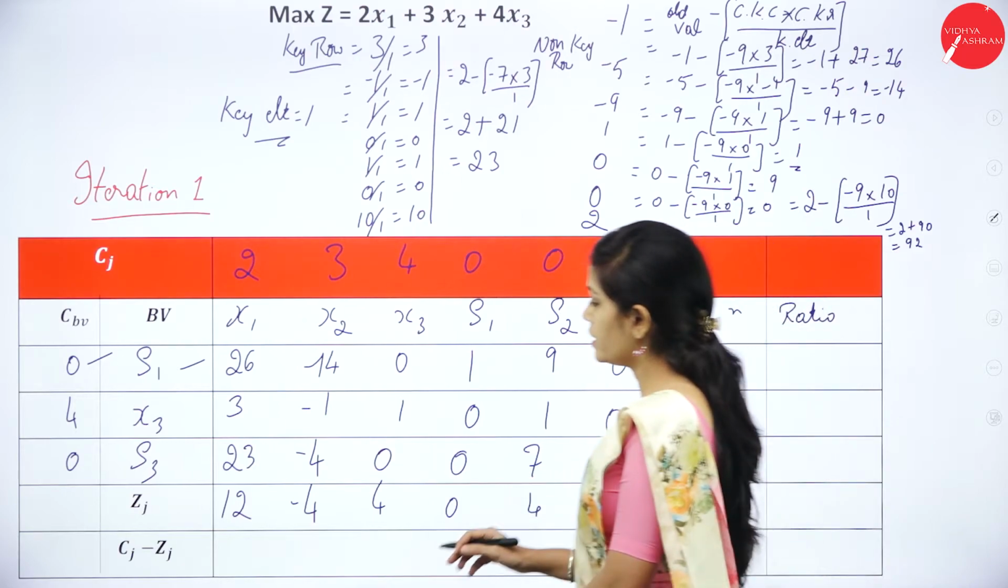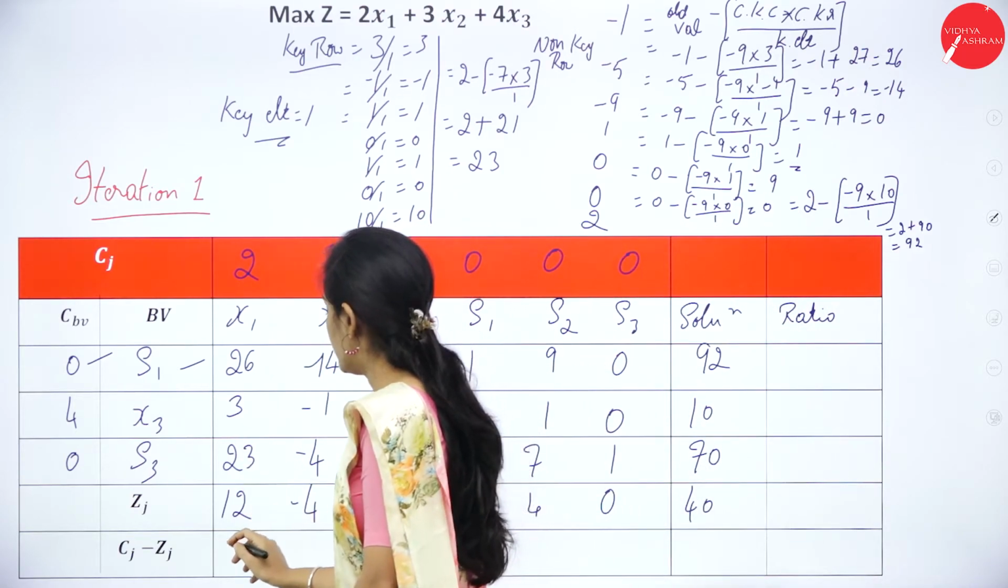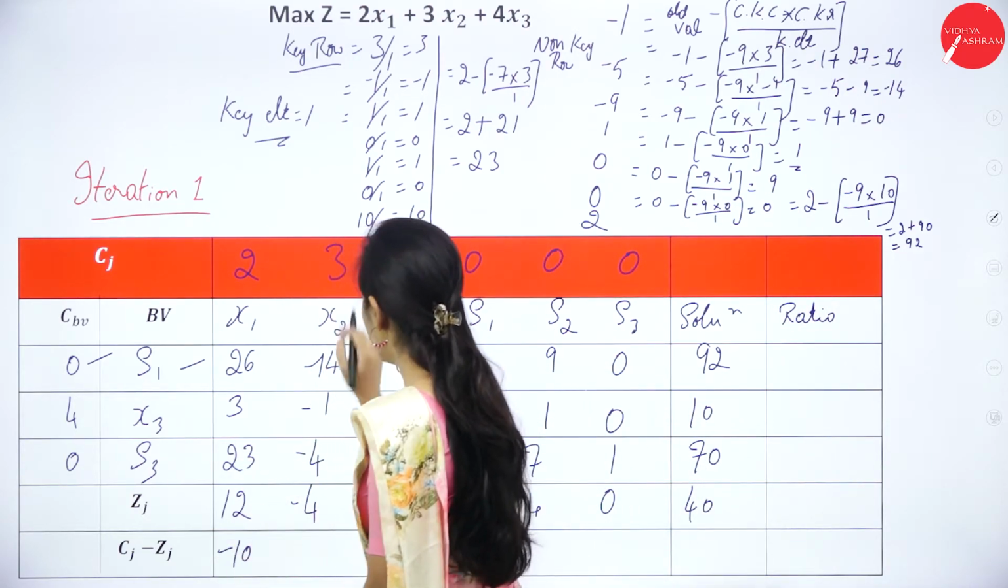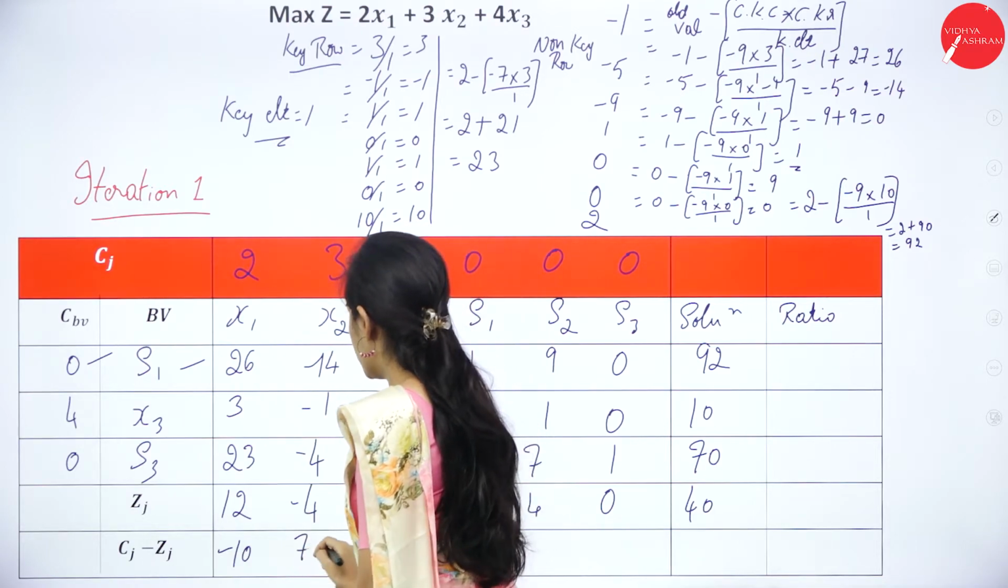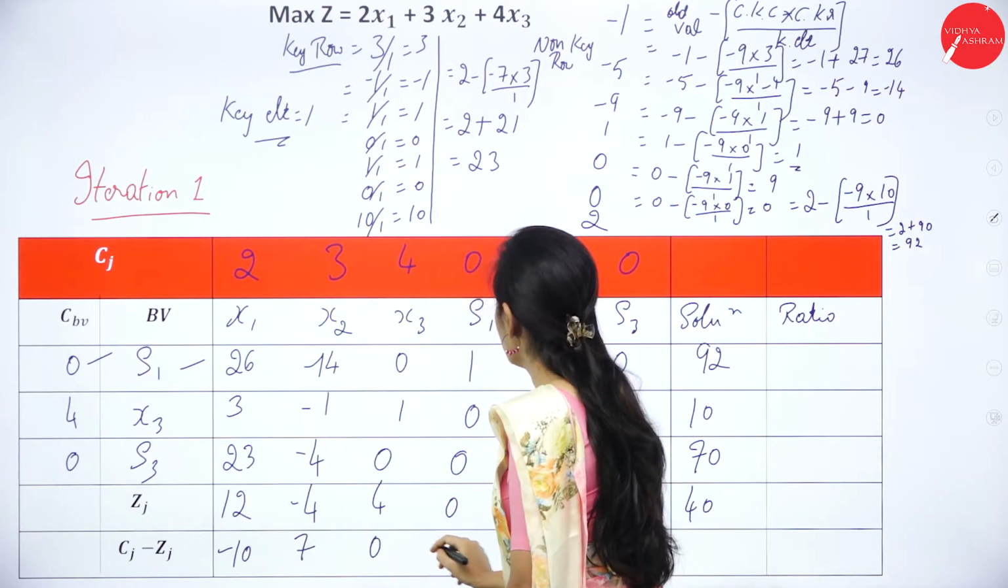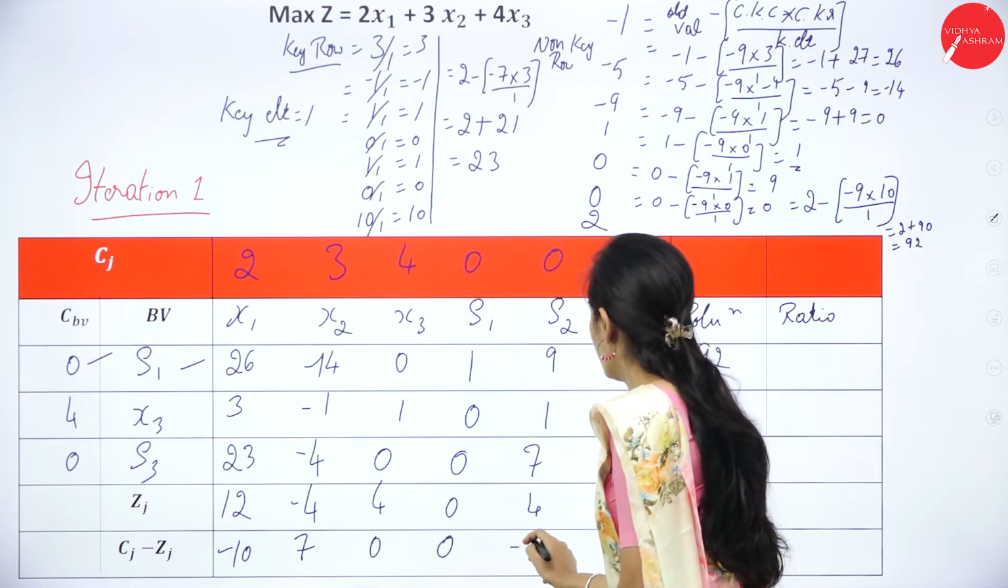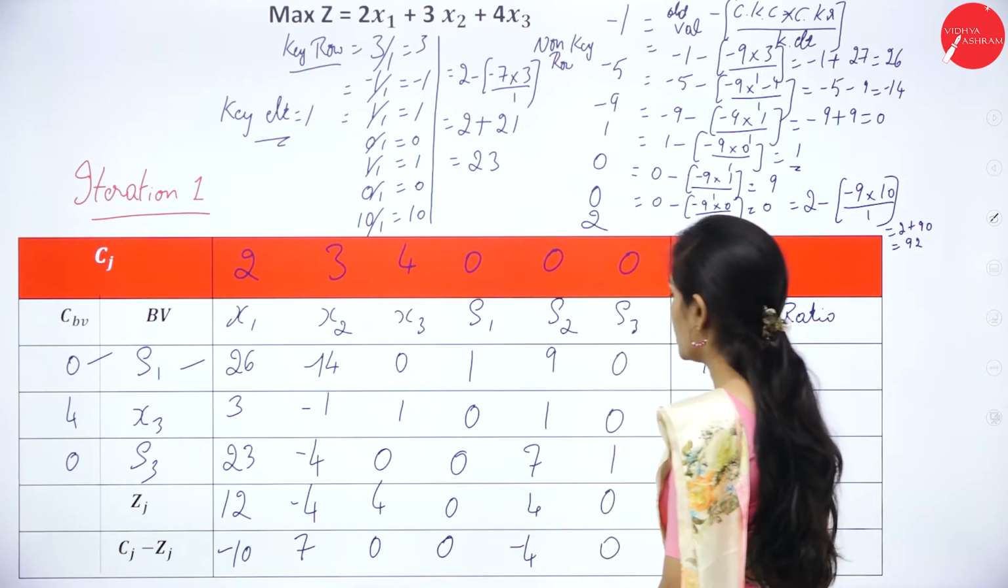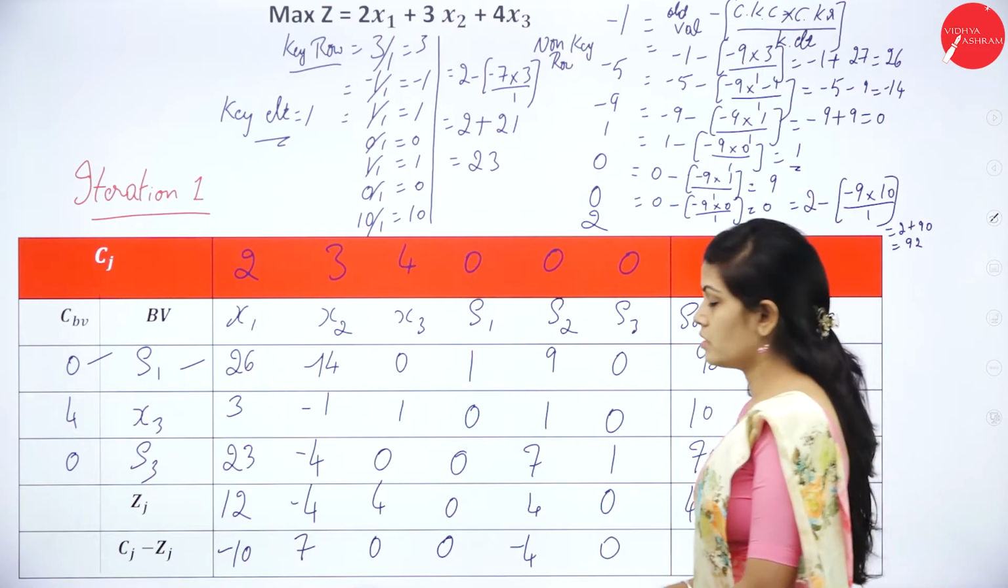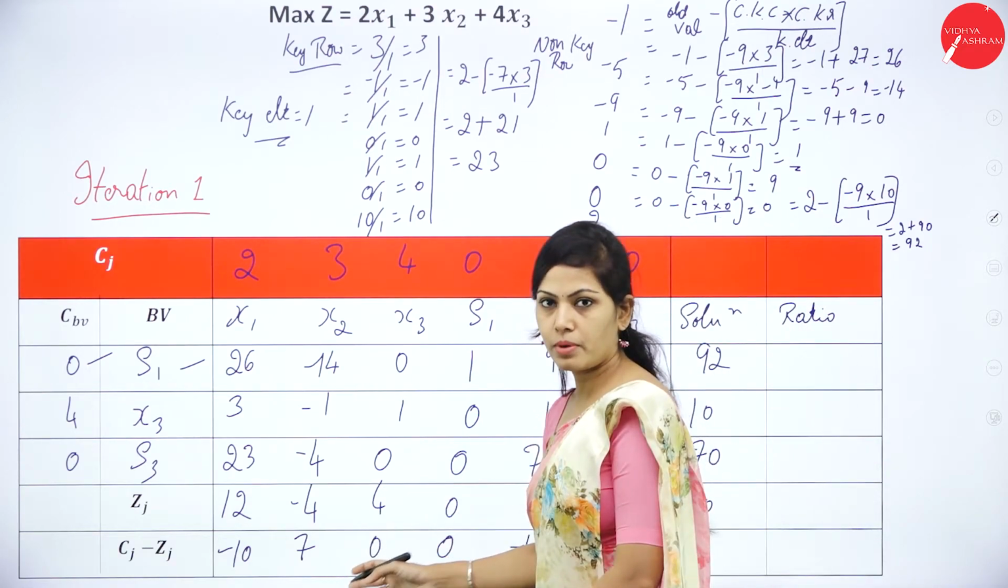So, now we can find Cj minus Zj. 2 minus 12 is minus 10. 3 minus of minus 4 is plus 7. 4 minus 4 is 0. 0 minus 0 is 0. 0 minus 4 is minus 4. So, now you can cross verify whether it satisfies optimality or not.